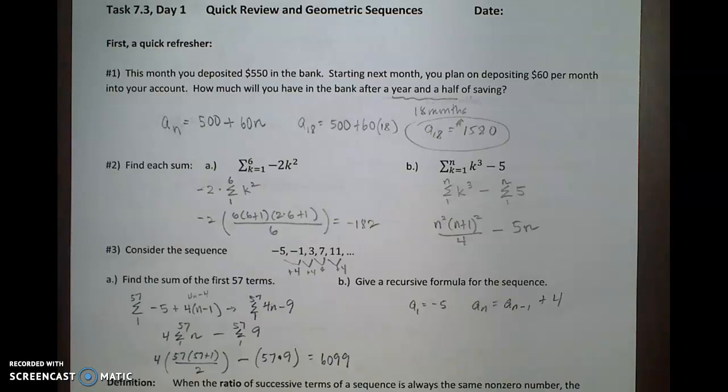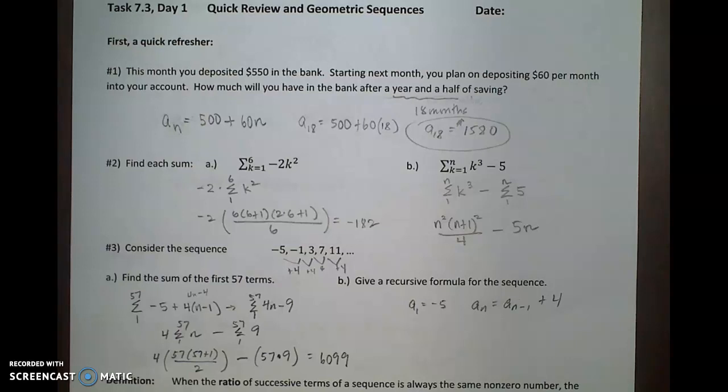Problem number two, both parts A and B, again, are using those summation properties and formulas. Again, I did not get a lot of questions on these, so I'm hoping that everything was good. And if not, then make sure you guys are emailing me, letting me know where I can help.